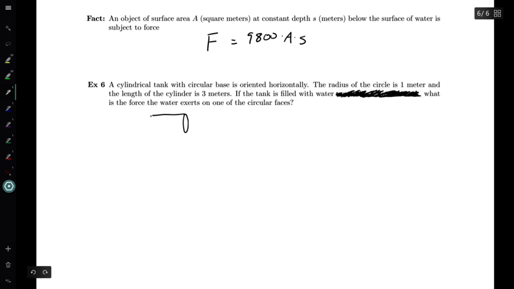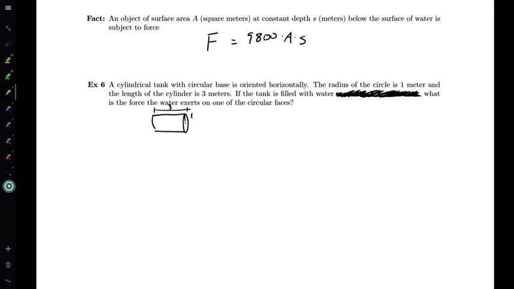We have a horizontal cylinder here, and we know that the radius of the tank is 3. We know also, oh, nope, I lied. The radius of the tank is 1. The length of the tank is 3. So here's my picture. It's full with water, so we don't have to worry about drawing a water line. And we want to know what the force the water exerts on one of the circular faces is.